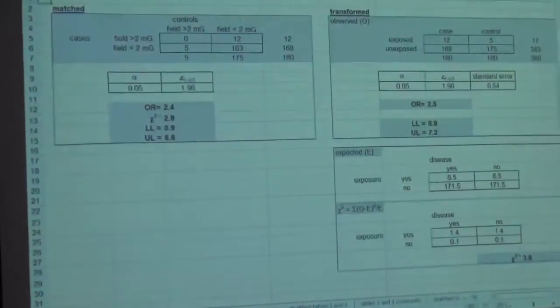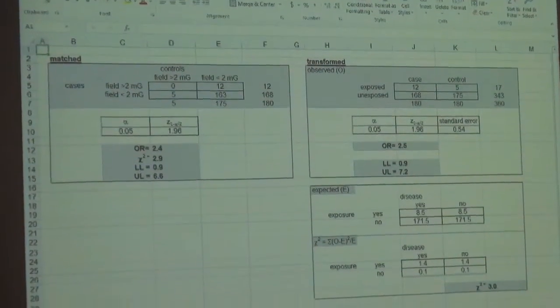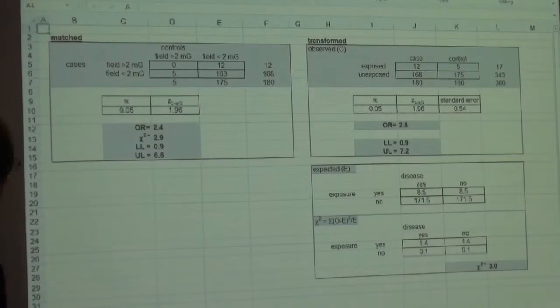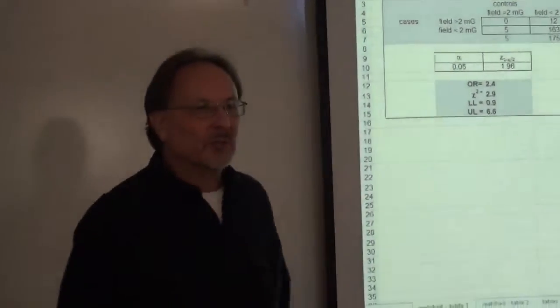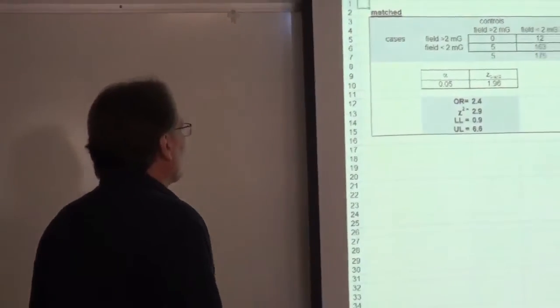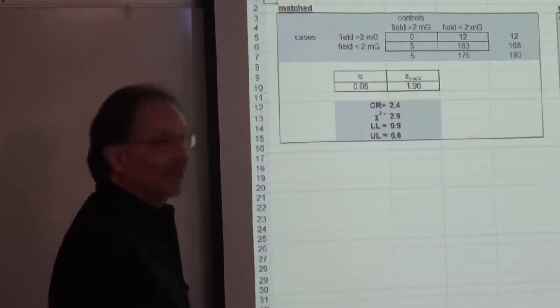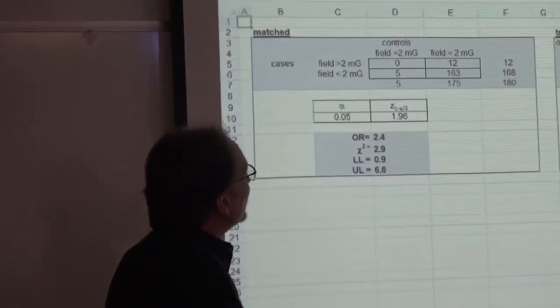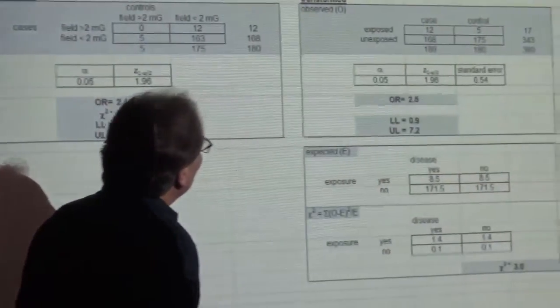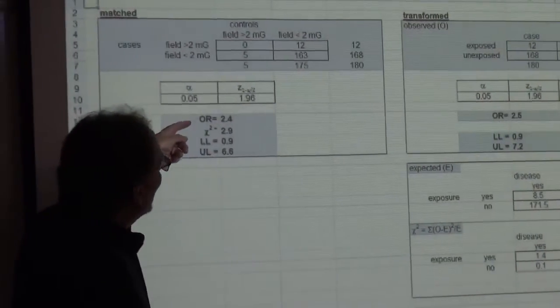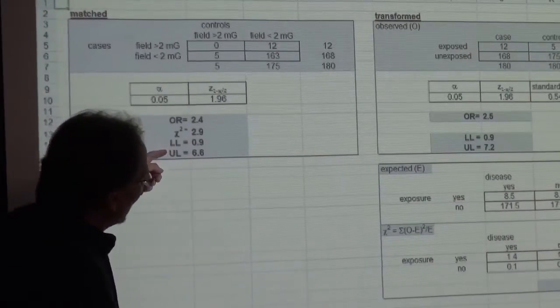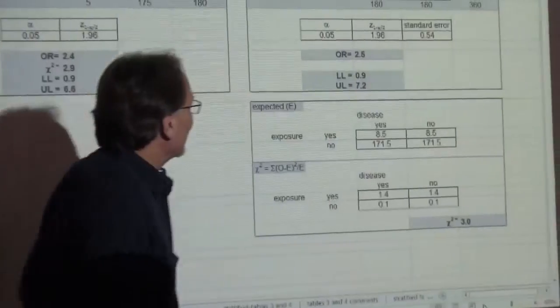Okay. So for table 1, based on above or below 2 milligauss, the matched analysis looks like it's not significant. Chi-squared is 2.9, it's less than 3.84. The confidence interval contains 1. Not by much, but it contains 1. So it looks like it's not significant. When we go ahead and do the transformed analysis, we end up with something very similar. The odds ratio, the upper and lower limit, and even the chi-squared value are very similar.